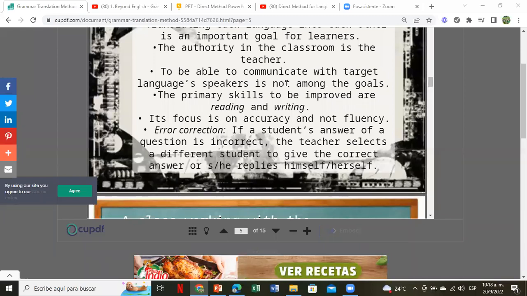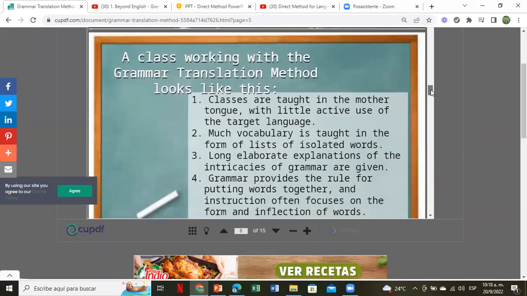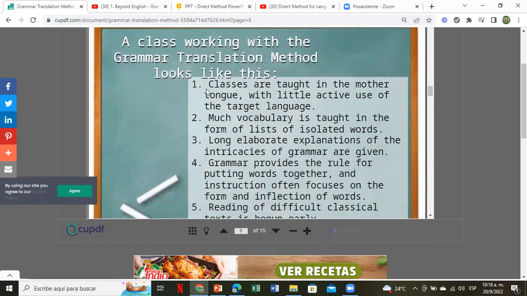Entonces, o sea, a nosotros nos dio risa, but it depends always on the level, okay? So be careful. So error correction is applied not just in the grammar translation method, it is applied in all the 10 methods that we were discussing in the previous classes. So let's continue. A class working with the grammar translation method looks like this.